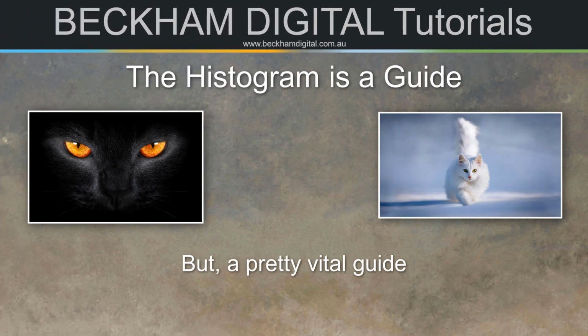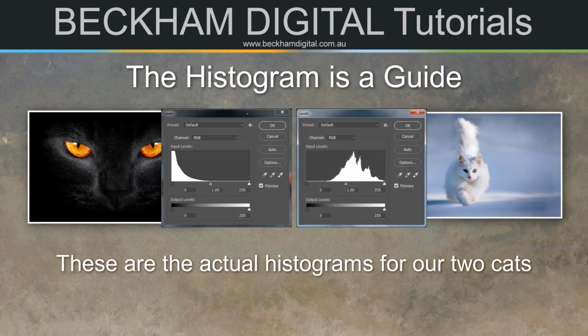So the histogram is a guide, but it is a pretty vital one because of the reasons I've already said. The camera does not know if we're shooting an overly dark subject or an overly bright subject. If we look briefly at the histogram from these two images, with the black cat on the left, we can see the histogram all stacked up to the left.